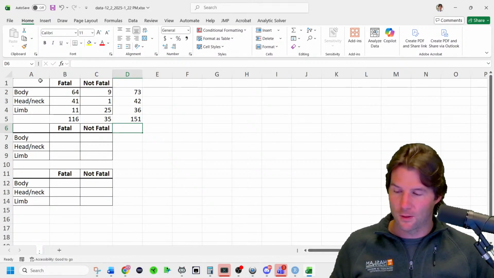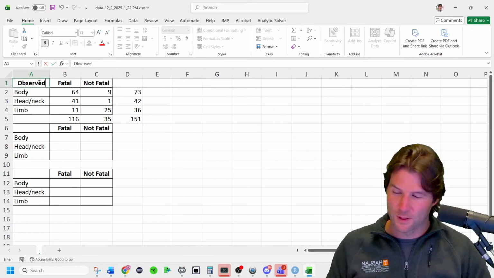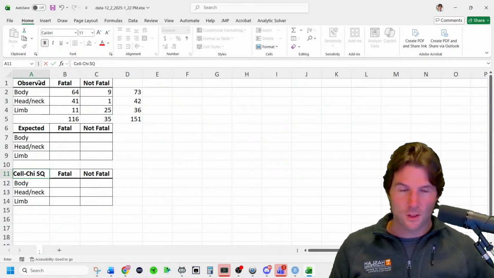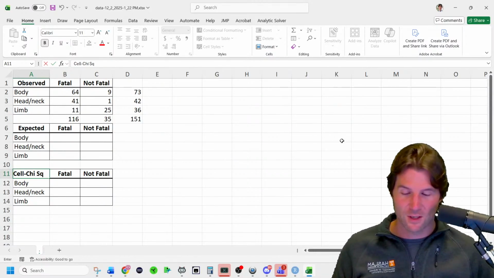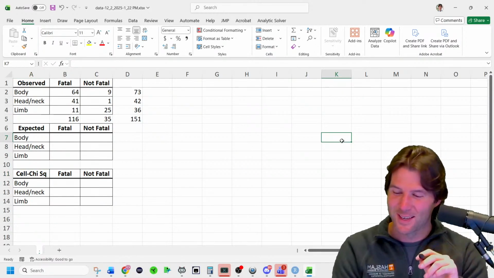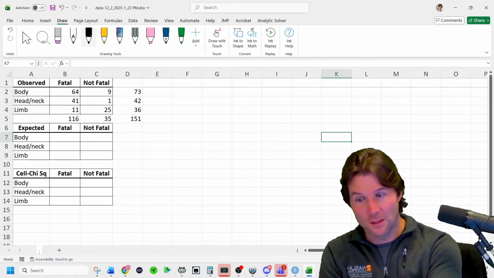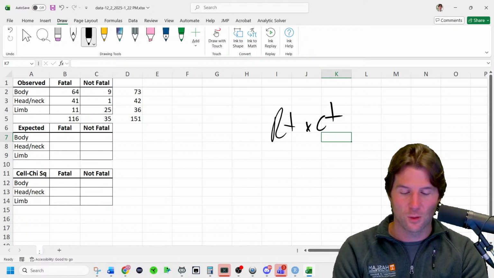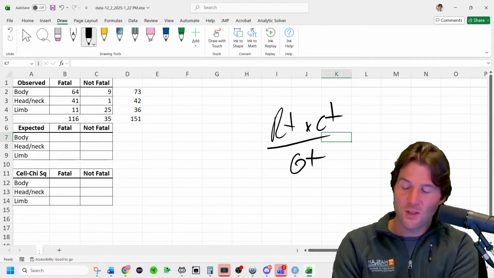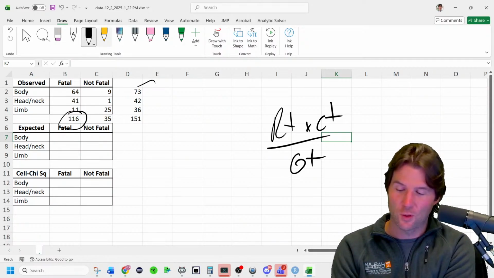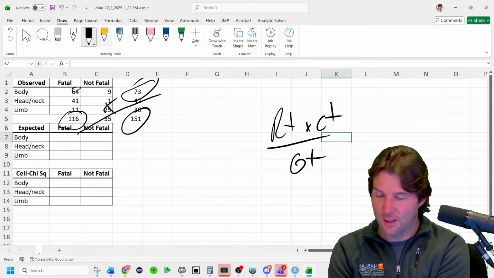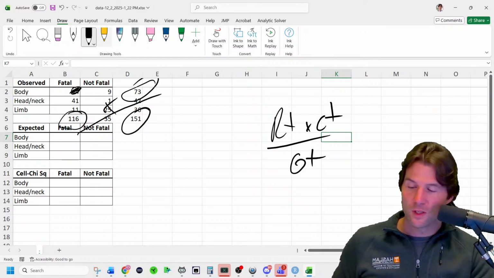These are the counts, or the observed, as I like to call them. These are the expected. And these are the cell chi-squareds. To get an expected, you need row total times column total over grand total. And the best thing you can do if you're doing this by hand is circle the numbers, and then this would be for this cell right here, because you notice it points in on it.